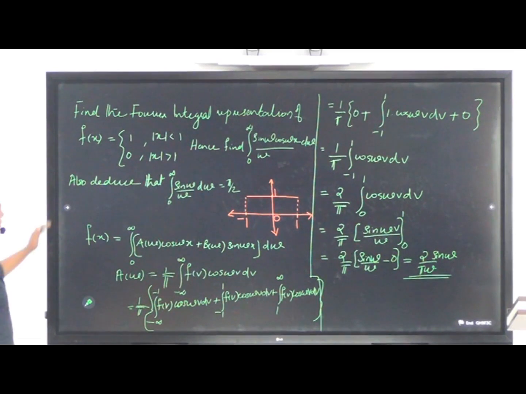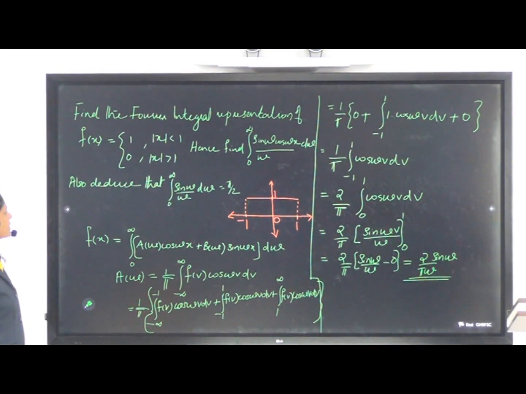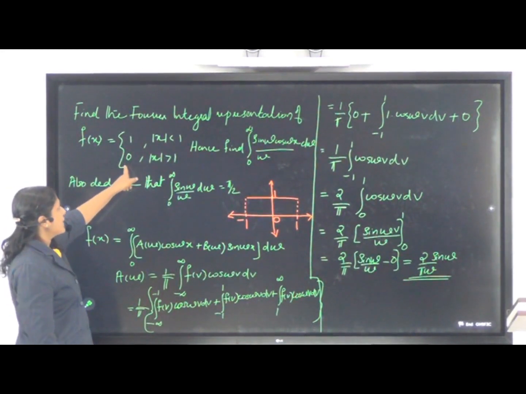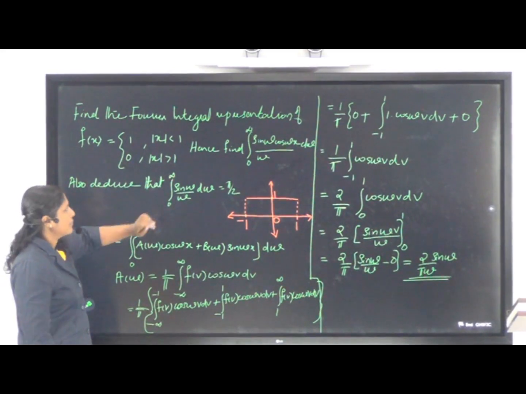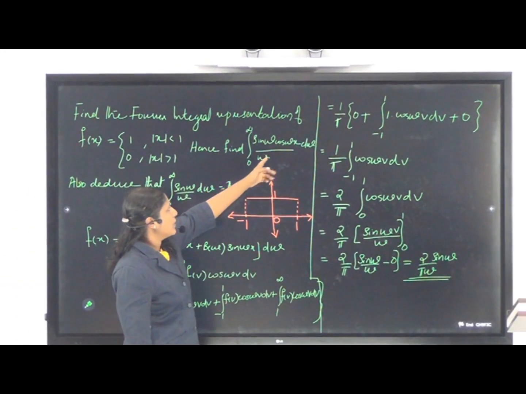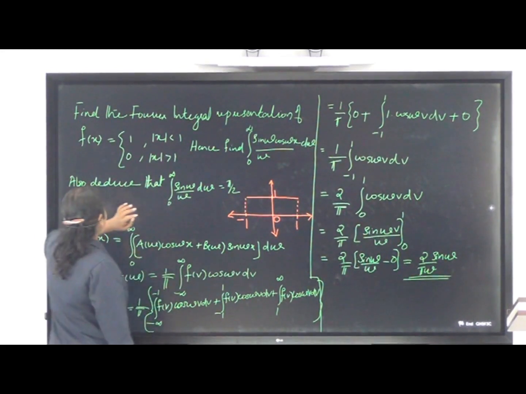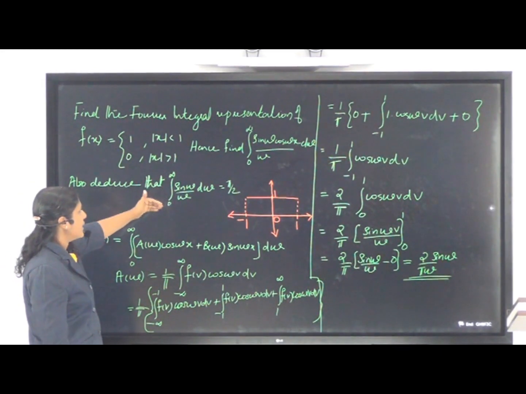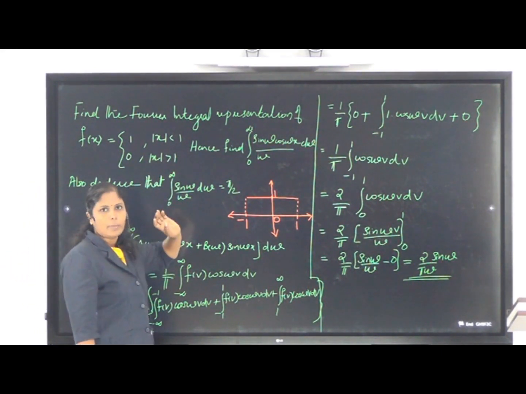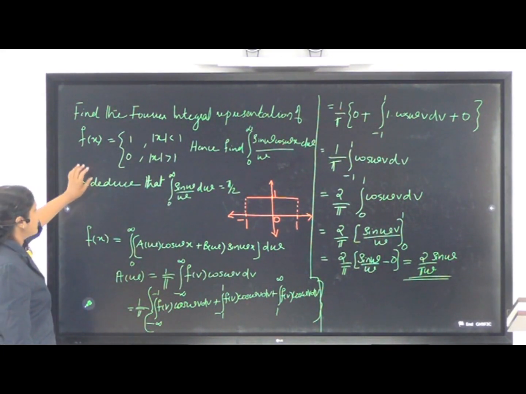Next problem is find the Fourier integral representation of the given function f of x. F of x equal to 1 for mod x less than 1 and 0 for mod x greater than 1. Hence find the integral 0 to infinity sin omega cos omega x by omega d omega, and deduce the result integral 0 to infinity sin omega by omega d omega equal to pi by 2.